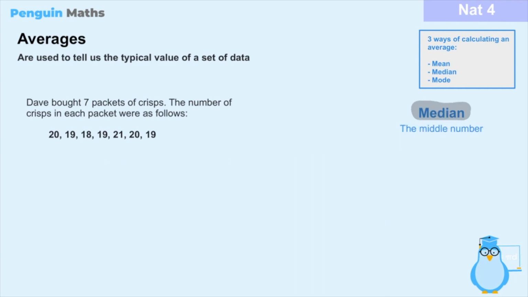So the next way of calculating an average we're going to look at is called the median. And the median, coming from its name medium, means that we're going to essentially calculate the middle number in a set of data. And that means that in order to calculate the median, we have to look at each one of these numbers and put them in an order from smallest to biggest, and then see which number lies in the middle. So let's do that right now.